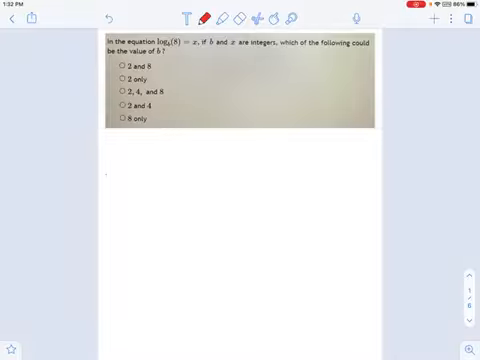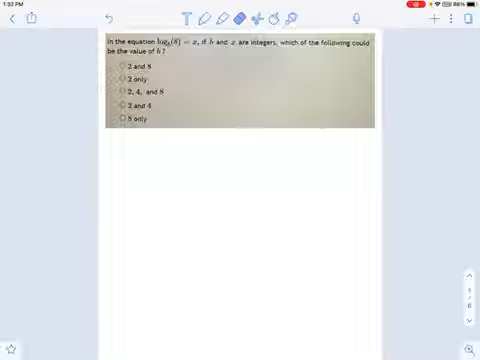We are now given a log equation, which just says log base b of 8 equals x, and told that b and x are integers. So which of the following could be the value of b? Well, that seems a little weird at first. It seems like we have two variables in one equation, but there are some constraints that are going to help us figure this out.